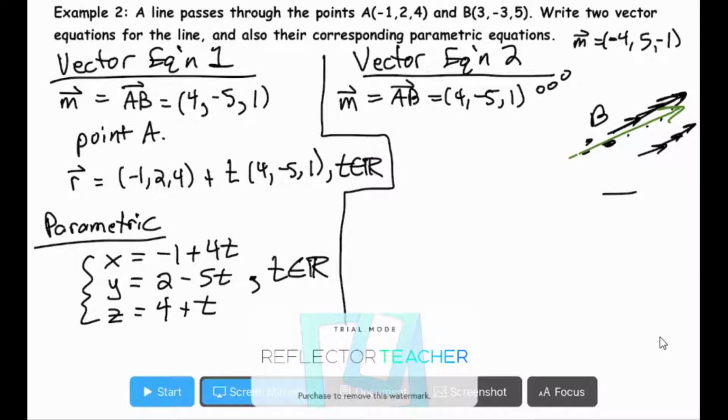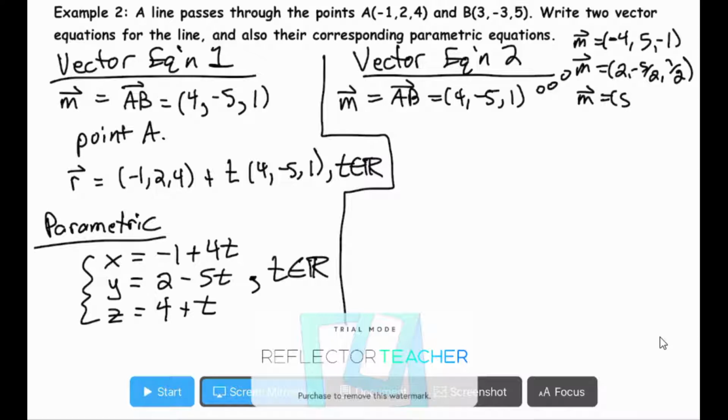So other possible values for m, I should have written them down before I erased them, but we could have had 2, -5/2, 1/2, or we could have had like 8, -10, and 2, whatever. Those are all other possibilities, alternate realities that we could have encountered. And we're going to use point B this time as we define our vector equation.